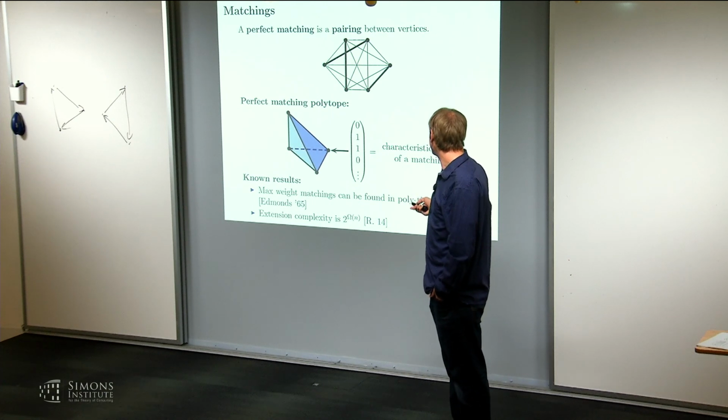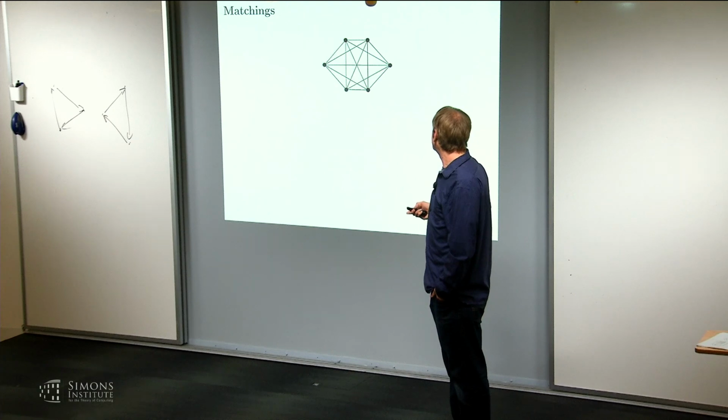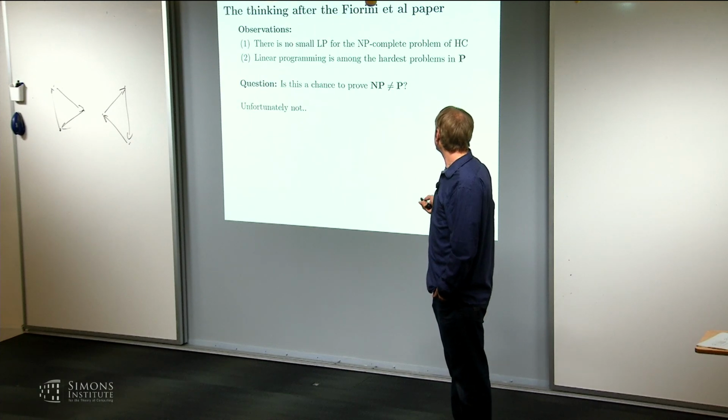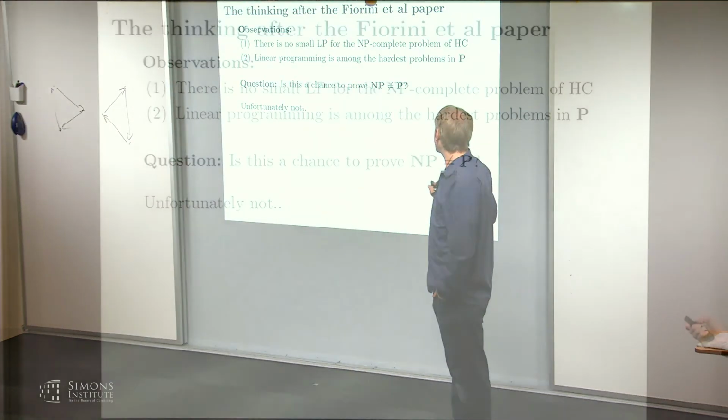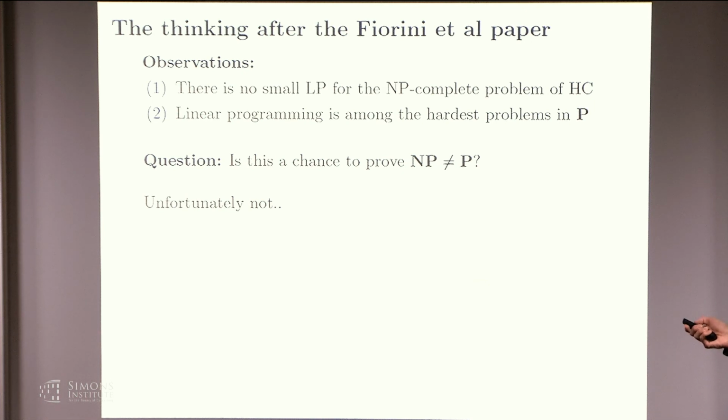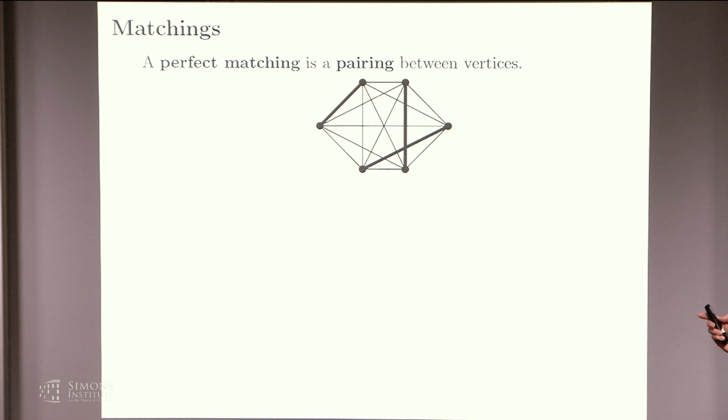So this means that if you go back, I don't think you'll have a chance to use much of the technology that has been developed in proving lower bounds for linear programs to also show lower bounds for circuits. So that may not work. Okay.